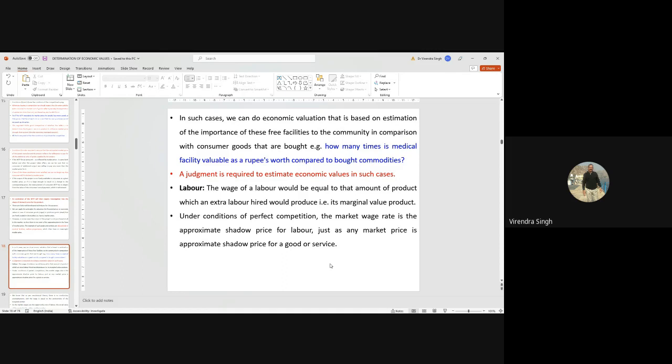Under conditions of perfect competition, the market wage rate is the approximate shadow price for labor. Just as any market price is an approximate shadow price for a good or service in a perfectly competitive market, the wage rate determined by the market forces of demand and supply for labor in a perfectly competitive market would reflect the shadow price for labor.